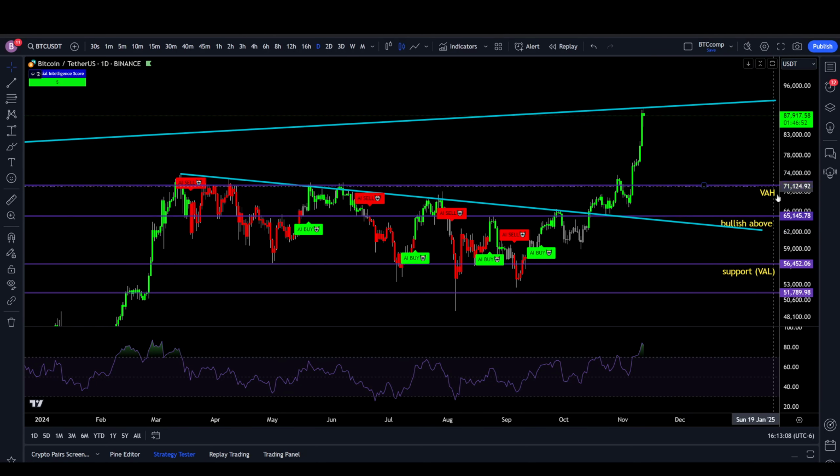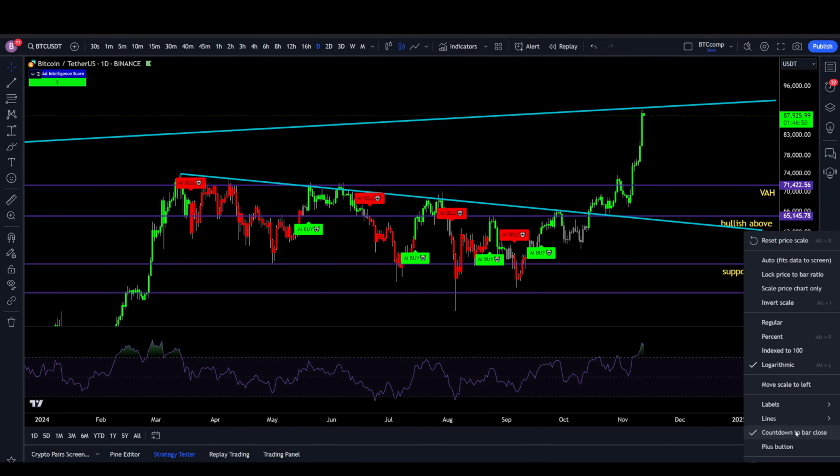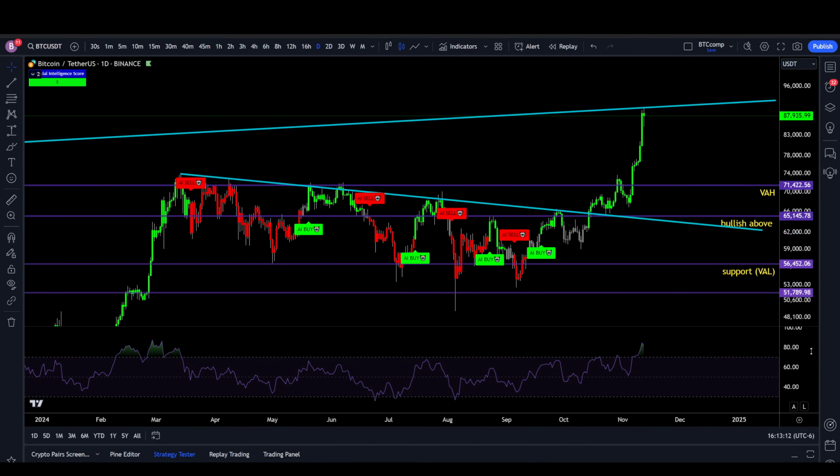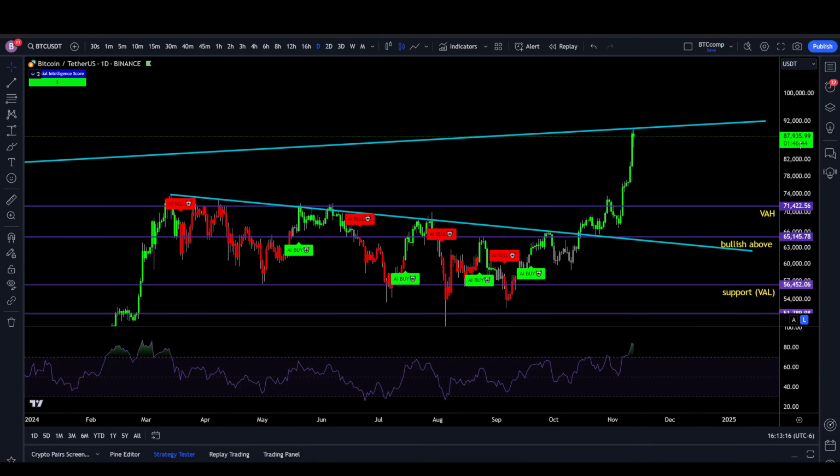But the point I was going to make is on TradingView, you can do this countdown to bar close thing here. And it'll tell you how long. See right there, it's got a timer. This is how long until the next bar closes. You don't have to hurry up and try to get to the bar.